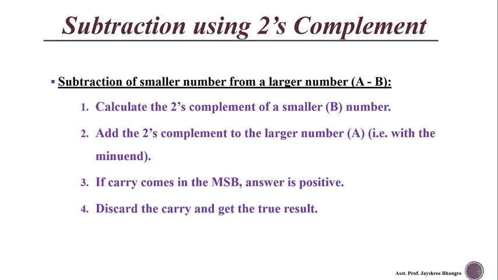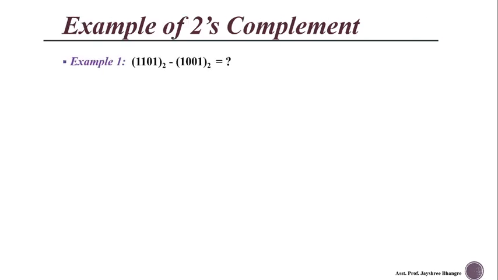So remember, in 1's complement, in the fourth step, we have to discard the carry and add that carry to the result to get the true result. But in 2's complement, we just discard that carry and we will get the true result. Okay, let's see the example.